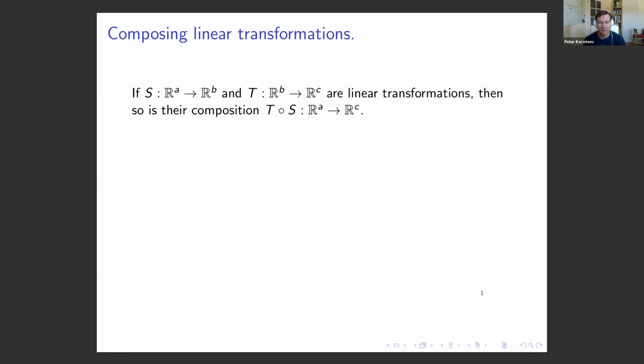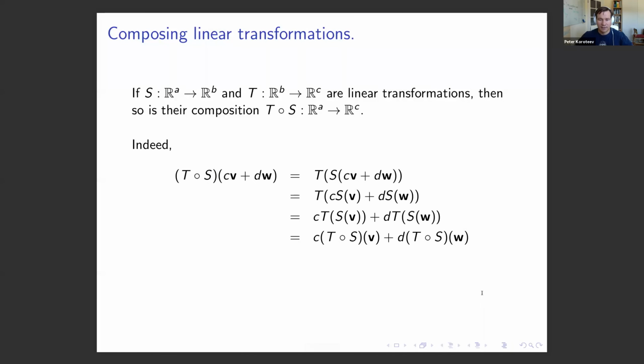And finally, let's talk about composition of linear maps. If the linear transformation S maps RA to RB and transformation T maps RB to RC, then so is the composition. The composition is also linear, which maps RA to RC. We can check it using the definitions, right? The composition applied to a linear combination of two vectors gives you T of S of cv plus dw. So it's T of c S of v plus d S of w. Then using linearity again for T, we get this expression. And this is just the definition of the composition. So the composition TS applied to this is equal to c times the composition applied to v plus d times the composition applied to w.